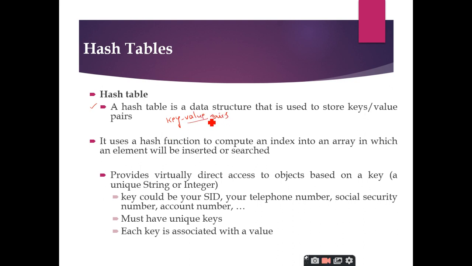I need to store these values with respect to these keys. So I need to have a data structure to store these key value pairs. So that data structure where I am going to store the key value pairs, I call it the hash table, right? So in general we will make use of arrays as the hash table.